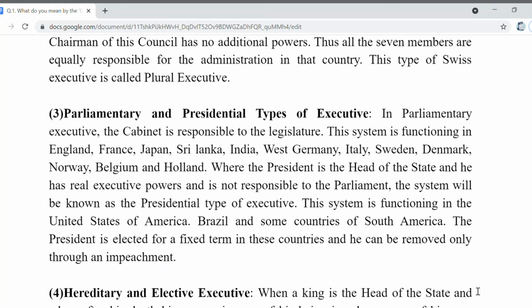Parliamentary and presidential types of executive. The cabinet is responsible to the legislature. So this system is functioning in England, France, Japan and Sri Lanka, Denmark, all these countries. Where the president is the head of the state and he has real executive powers and is not responsible to the parliament, the system will be known as the presidential type of executive.